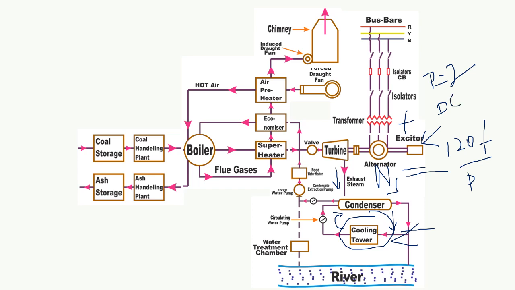So this generator produces a DC current, and this is used to excite the rotor field. This is also called the pilot exciter. We generally prefer using a pilot exciter. You will read about it in synchronous machines. Okay, so this is the exciter.